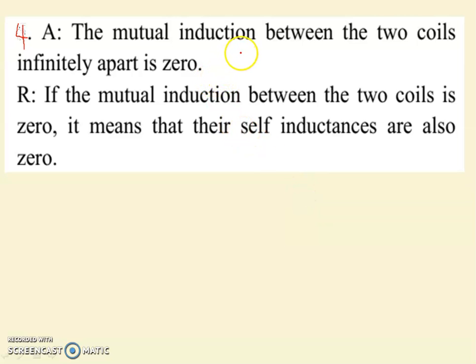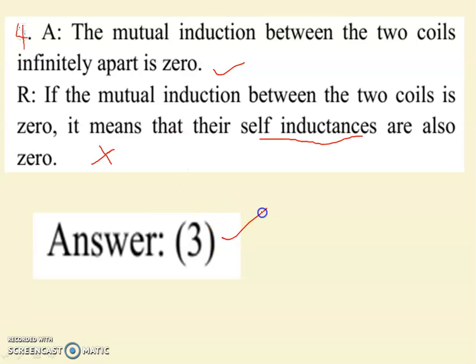Question 4. Assertion: The mutual induction between two coils infinitely apart is 0, right? Reasoning: If the mutual induction between the two coils is 0, it means that the self-inductances are also 0. So the reasoning is wrong, the assertion statement is correct. So the answer should be option C or 3, right?